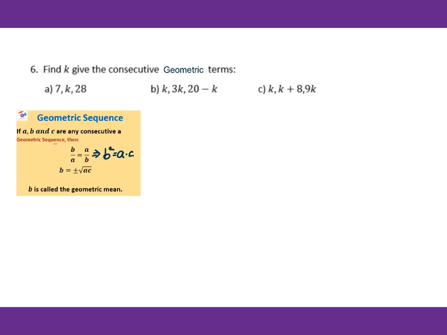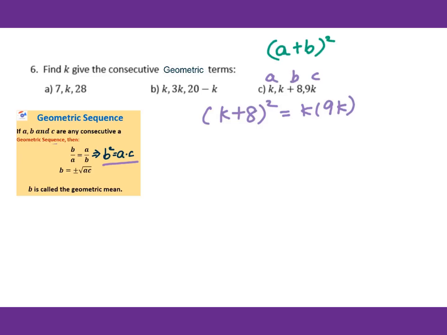Let's go to part c. We still set up b squared equals a times c. This is b, this is a, here is c. So we get (k plus 8) squared equals k times 9k. For (k plus 8) squared, remember (a plus b) squared equals a squared plus 2ab plus b squared. Therefore, we get k squared plus 16k plus 64 equals 9k squared.